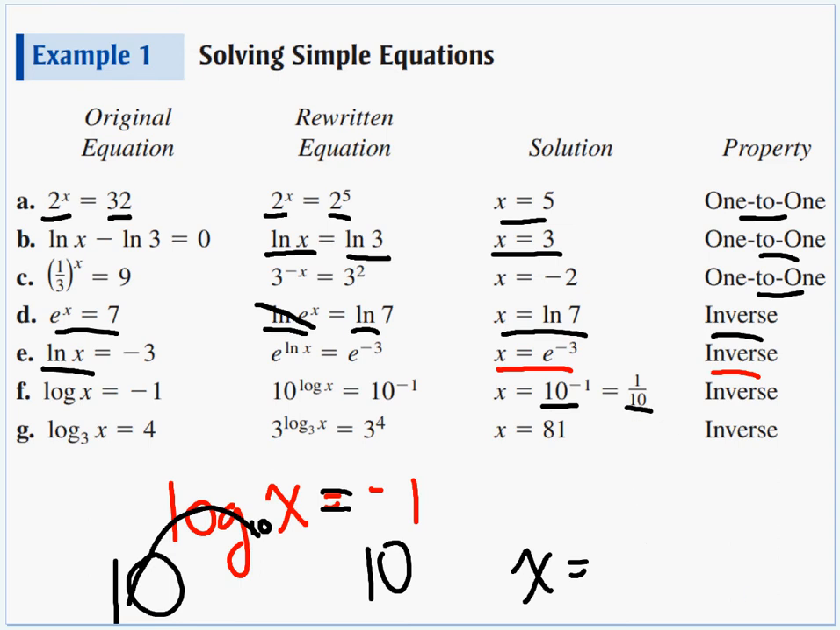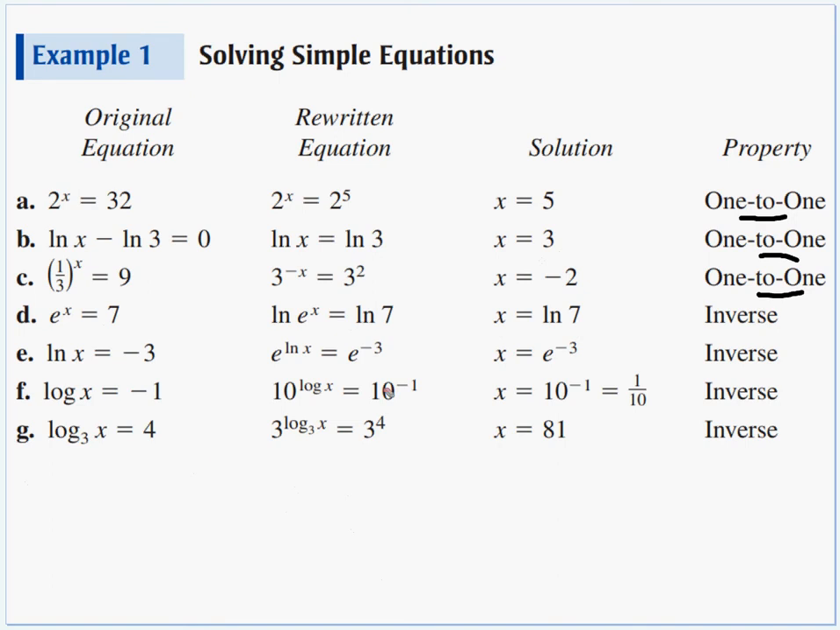Inverse property. The last one here, we've got log base 3 of x is equal to 4, so we would just exponentiate. Give this side a base 3, and this becomes 3 to the 4th power. So the 3 and log 3 cancel, and we've just got x equals 3 to the 4th power, or 81. Again, that was an inverse property application.